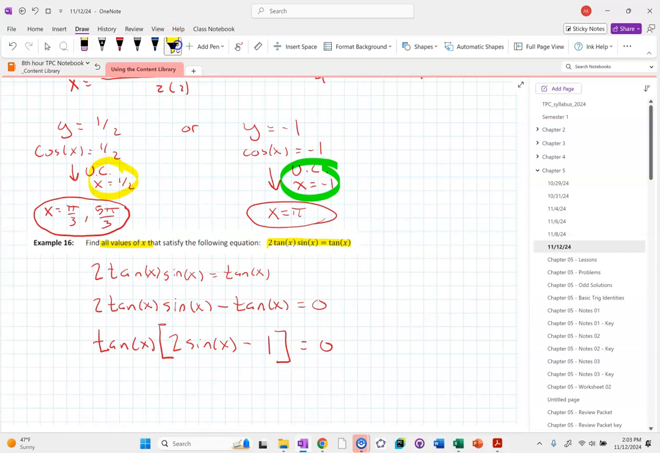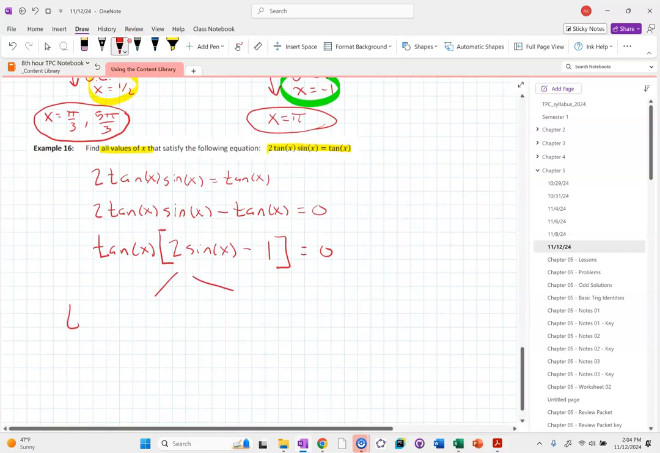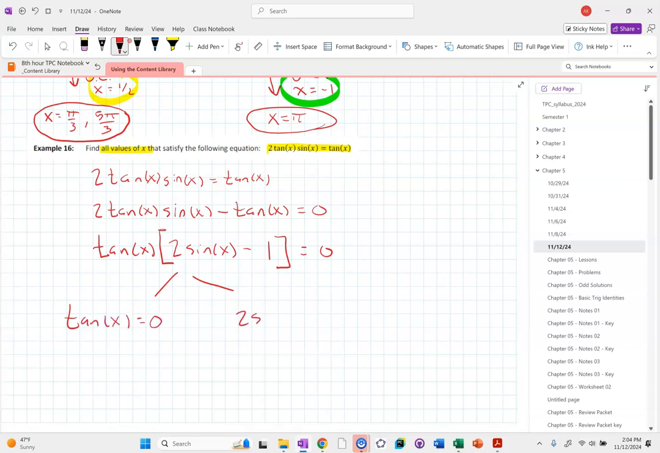Now notice in our two factors, how many trig functions are in each of our factors? Just 1. That's great. So now I'll apply the zero product property, and in each equation that I write, I have only 1 trig function in it to solve. And I can do that now. So far, so good?